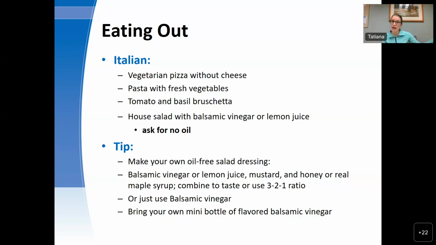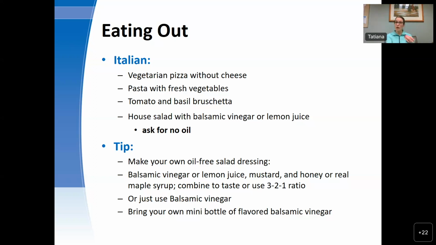So I had provided that oil-free dressing a couple slides ago, which you see there's a second one here. We've got balsamic vinegar or lemon juice, a little mustard, honey or maple syrup. Again, these are going to be whole food products. Mix them together in a 3-2-1. So 3 parts lemon juice, 2 parts mustard, 1 part honey. And you can put that into a small container and pull it out of your purse or your pocket or whatever. And it can kind of open up some options on a menu. If you're like, well, that salad sounds good, but I don't want to eat it dry. Always consider bringing your own.